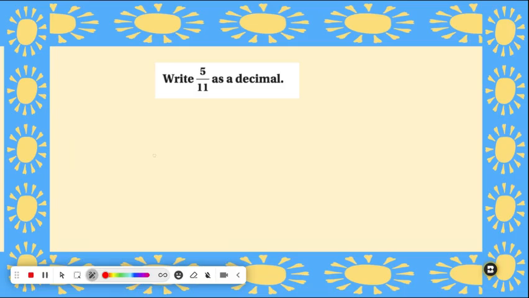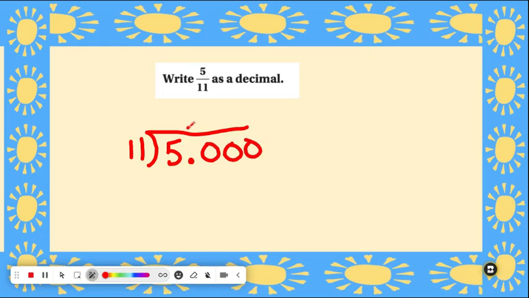Write 5/11ths as a decimal. So it's 5 divided by 11. So I can write a 5 and then as many zeros as I need. I bring up my decimal. 11 can't go into 5. Can 11 go into 50? Yes, 4 times. 4 times 11 is 44. I subtract.